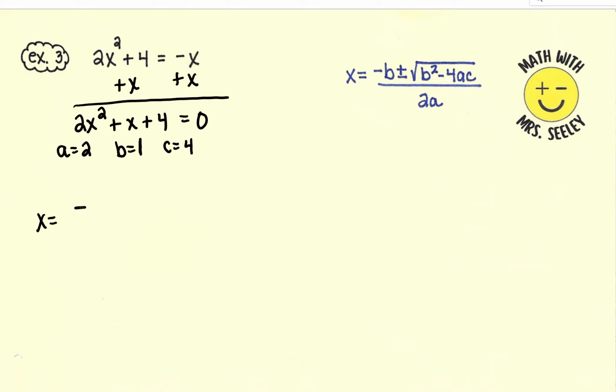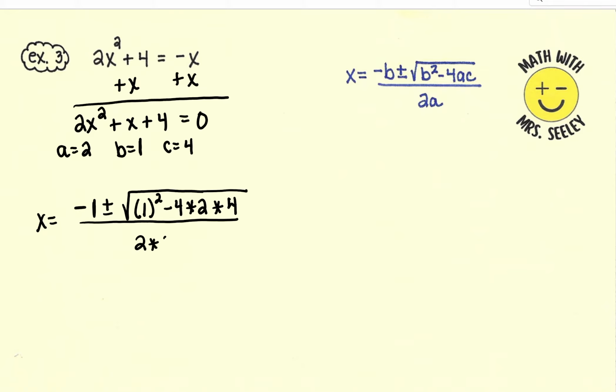X equals negative 1, which is B, plus or minus the square root of B, which is 1 squared, minus 4 times A, which is 2, times C, which is 4, all over 2 times A. All right, so negative 1 plus or minus, draw the square root. Now go to your calculator, type that in exactly as you see it so that you can see what your discriminant is, or what's the value under the radical.